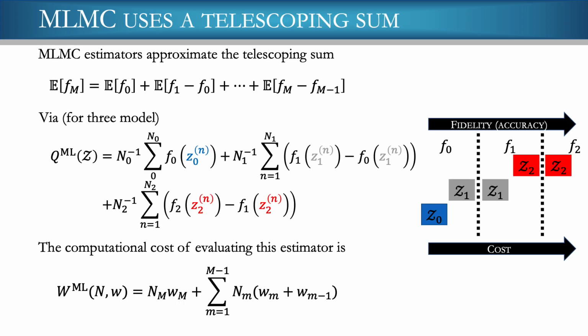The form of multi-level estimators is based on the observation that the mean of the high-fidelity model can be expressed as a telescoping sum. The ML estimators approximate the mean of each term in the sum using Monte Carlo estimators. As shown previously and by the figure, each model is evaluated exactly twice at each set of independent samples, except the highest fidelity model, which is evaluated only once. Again, here colors represent independent sample sets. Consequently, the computational cost of evaluating an ML estimator is the cost of evaluating the highest fidelity model at N_M samples, plus the cost of evaluating models m and m minus 1 at N_m samples, from m equals 1 to M minus 1.